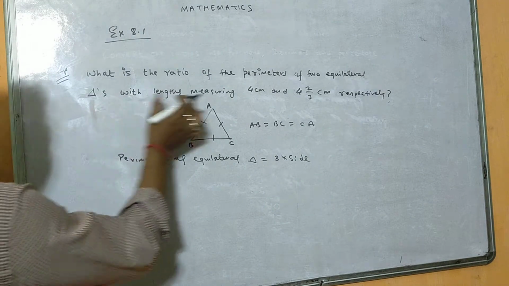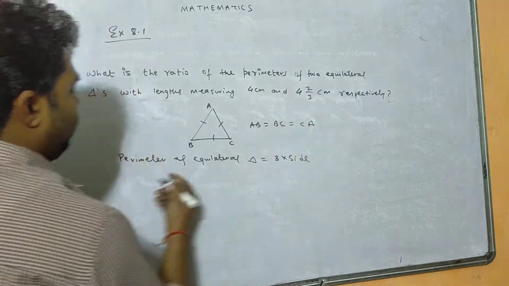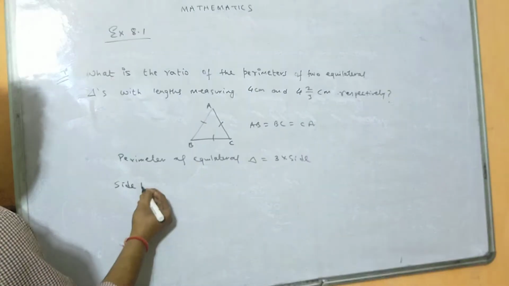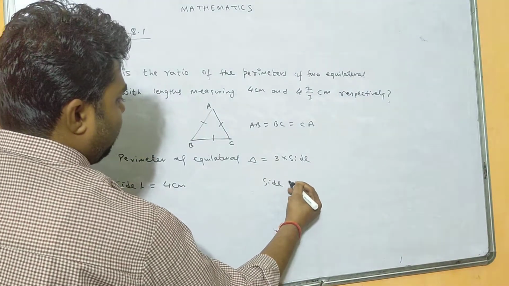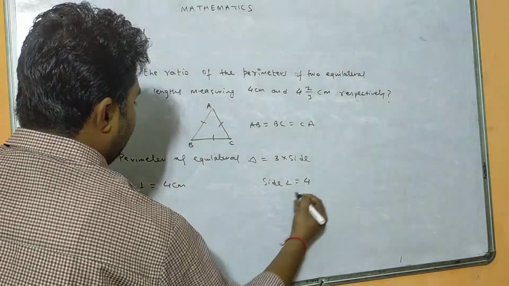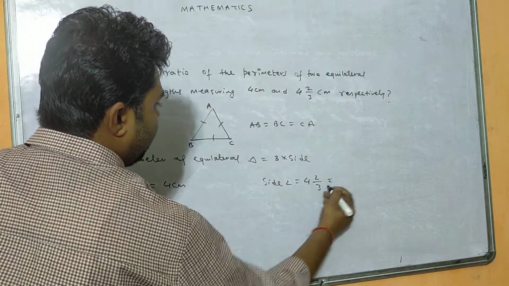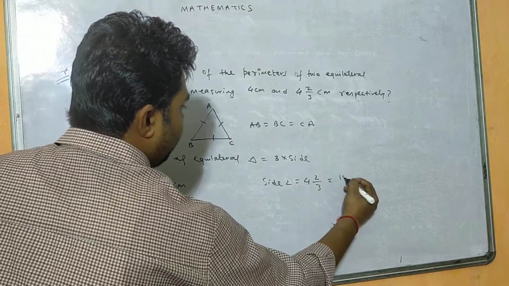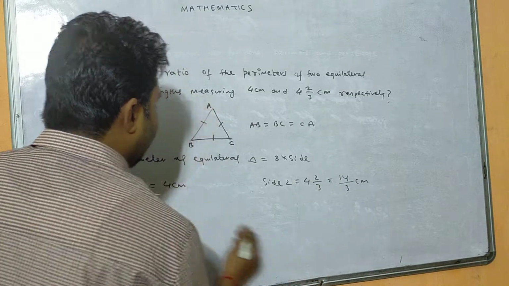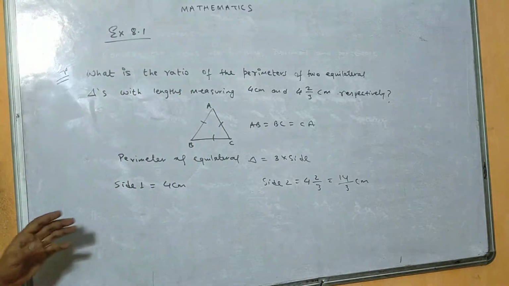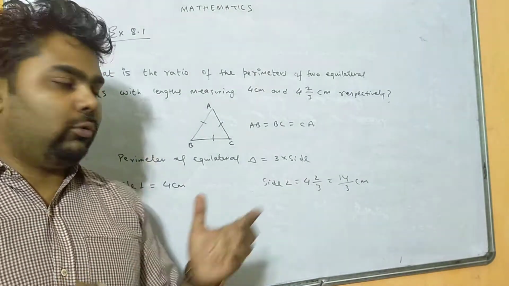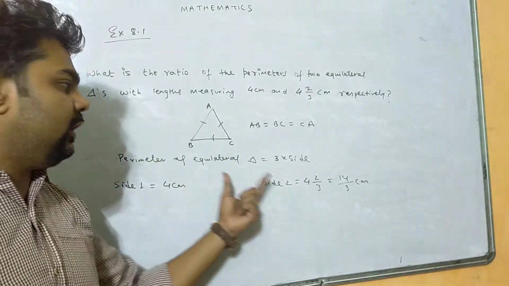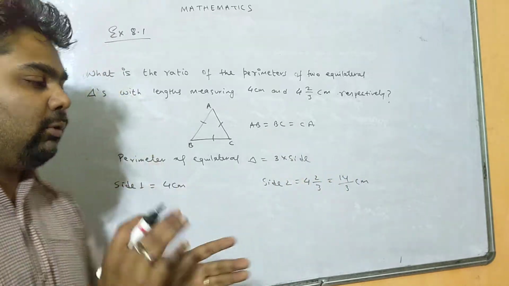So here you see two sides are given, one side 1 and side 2. That means here side 1 is given 4 cm and side 2 is given 4 2/3 cm. That is 3 4 is 12, 12 plus 2, 14/3 cm, right? Two sides are given. So as two sides are given, we will get two perimeters. That means this is side 1 for one triangle, this side for another triangle.